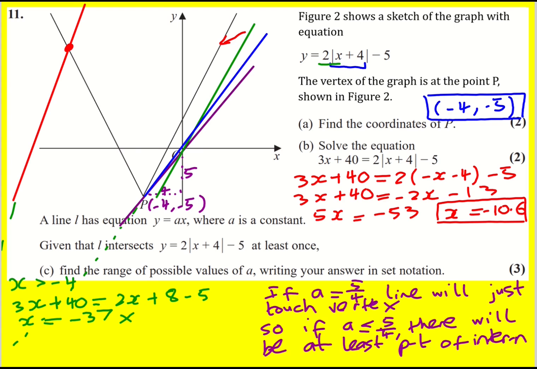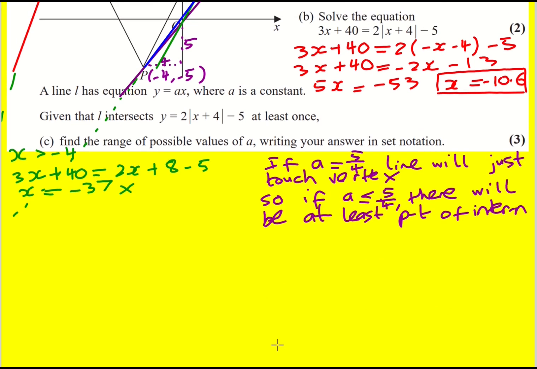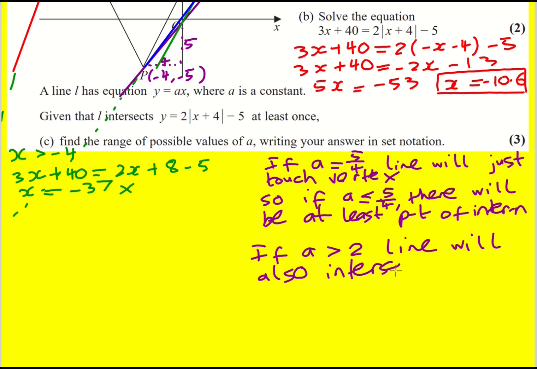So we require a to be bigger than 2 as an alternative. So if a is greater than 2, the line will also intersect. In fact, it's the region between 5/4, not inclusive, and 2, inclusive, that's going to mean there's no points of intersection. Otherwise, we've always got at least 1 point.